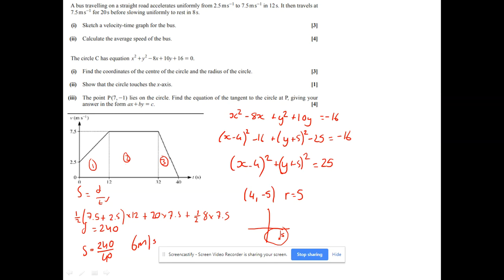Now, unfortunately, this wouldn't be enough to get the mark, so you'd have to mention the y-axis. So the y coordinate is minus 5, so the perpendicular distance, if the radius is 5, brings you up to the x-axis. Obviously the drawing can help, but you can't just draw the sketch and expect to get the mark, so you've got to explain it as well.